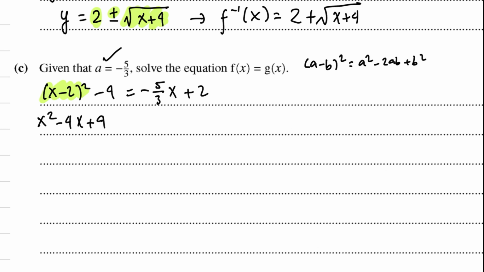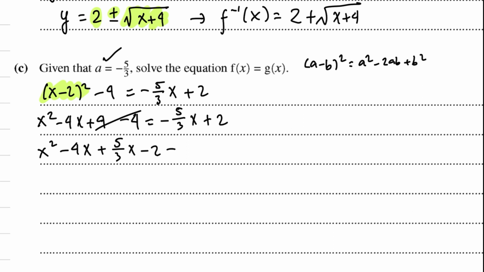And then we have minus 4, the outsider here, equals minus 5 over 3 x plus 2. So you can see this is a quadratic equation, and if you want to solve a quadratic equation, you have to put 0 on the right side. So this one cancels. So x squared minus 4x plus 5 over 3 x minus 2 equals 0.